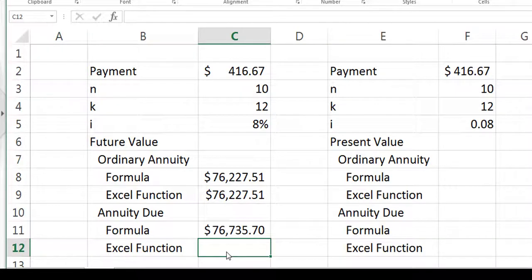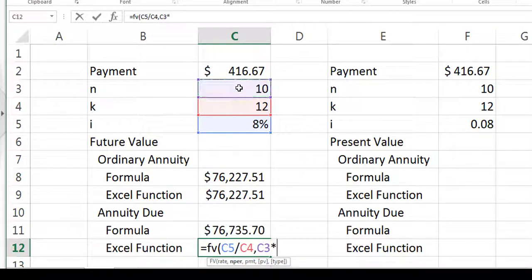So here's the beauty of the Excel function. It's so much easier than entering the formula for the annuity due. We type an equal sign and then FV for future value. It's the exact same function. We just have to enter different arguments. The rate is, of course, our 8% divided by our 12 months that we're dealing with. So a slash to divide, and click on the 12 hiding out in C4, a comma, and the number of periods. So we're going to be doing this for 120 months. So that's going to be our 10 years multiplied by our 12 months per year.